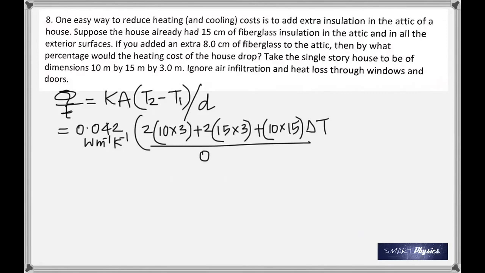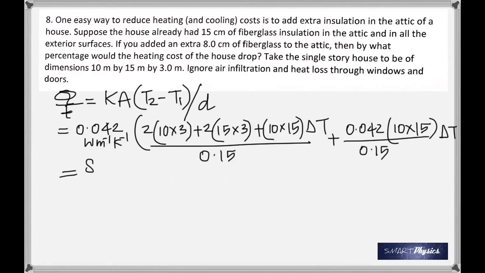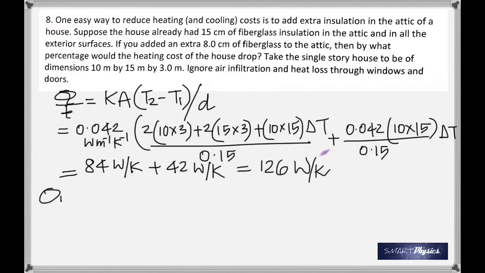Why are we not considering the attic? You will see now. I've not considered the ceiling yet. I'm taking the ceiling separately because when you add 8 centimeter, it's only that part that is going to change. We do not know the change in temperature, so we'll leave it as delta T. So the first number is 84 plus 42.